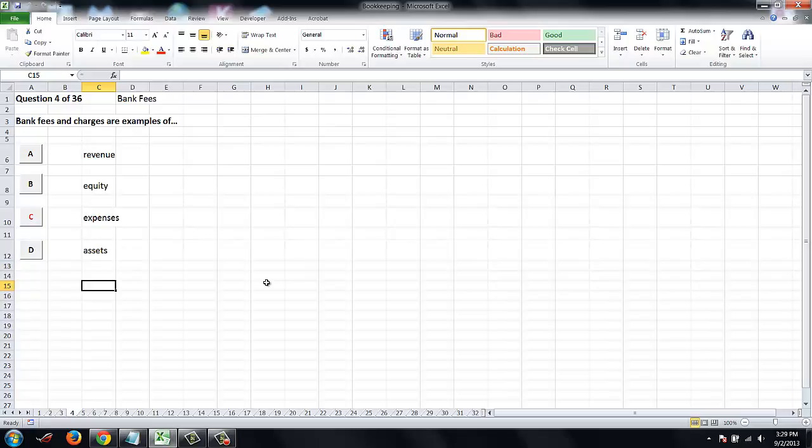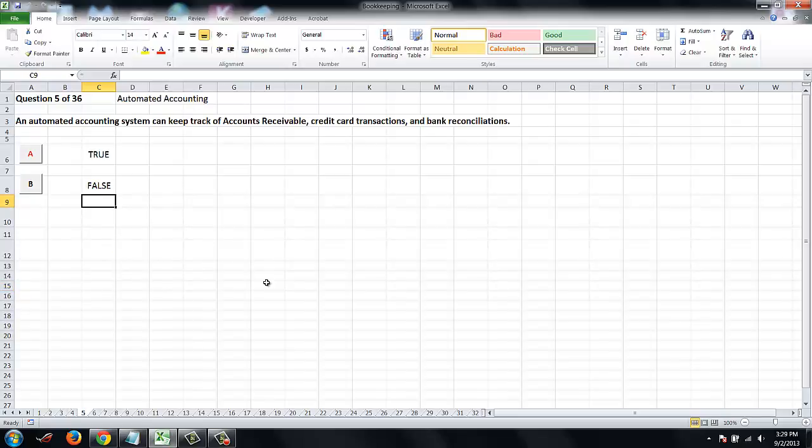Question 4. Bank fees and charges are examples of C, expenses. Question 5. An automated accounting system can keep track of accounts receivable, credit card transactions, and bank reconciliations. A, true.